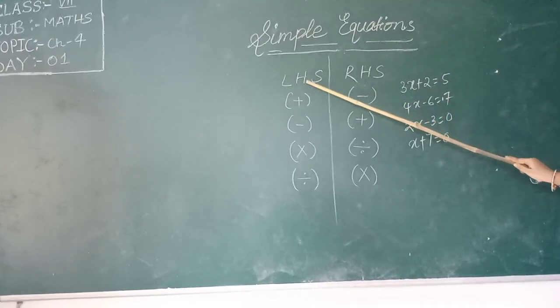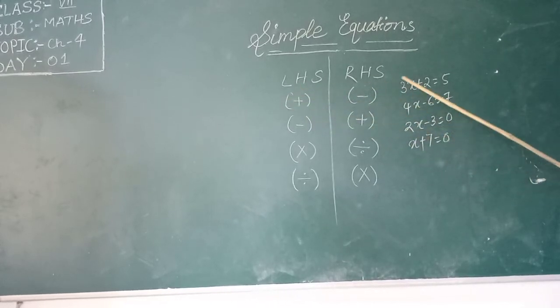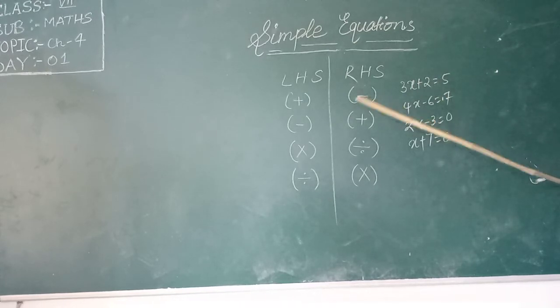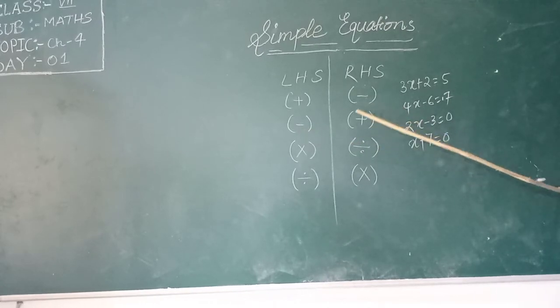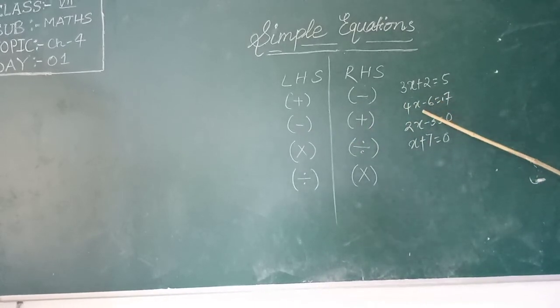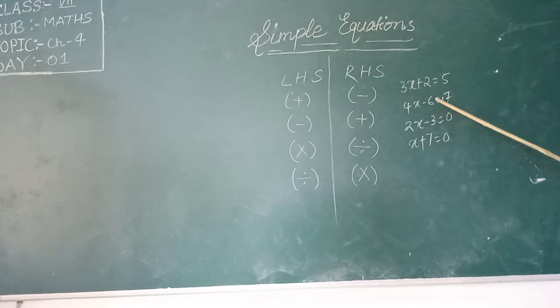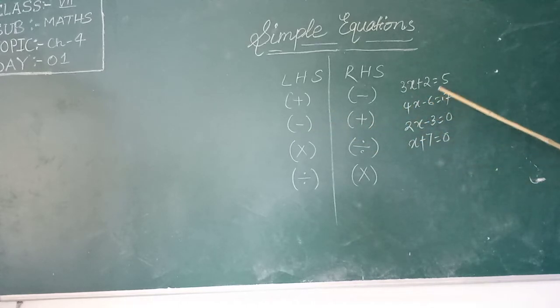So here observe, when you bring any plus term, any positive term, to RHS, it will be converted into negative. If any negative term from LHS you are bringing to RHS, it will become positive. Means what? Minus 6 is on LHS side: 4x minus 6 is equal to 7. This negative term, if you bring to RHS, it will become positive. So minus 6 when you bring to RHS, it will become plus 6.